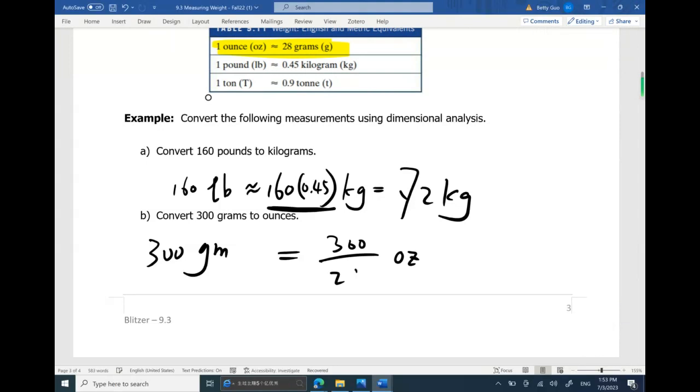Now how do we use 28 to get a smaller number? You divide by 28. If you multiply 300 by 28, you get a bigger number. Compared with grams, the ounce is a bigger unit, so the number in front of it is supposed to be smaller. How many times smaller? 28 times smaller. So divide by 28. I'll leave this for you to calculate.